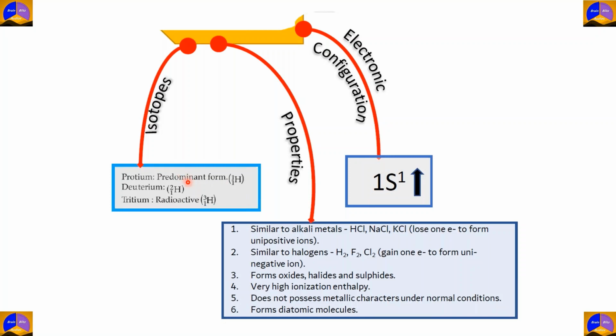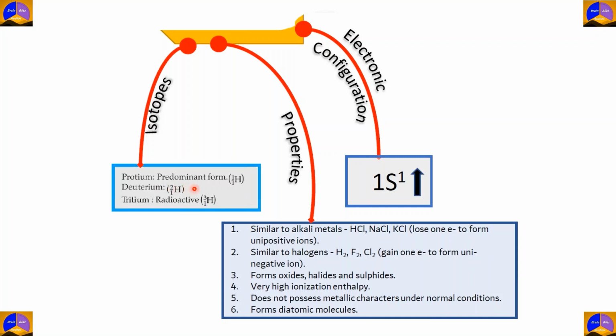Protium is found in 99.985% of the hydrogen reserves in the universe. So protium is the predominant form of hydrogen. The second form is also very important. It's named deuterium, and it has one proton and one neutron in its nucleus, making its mass number 2.